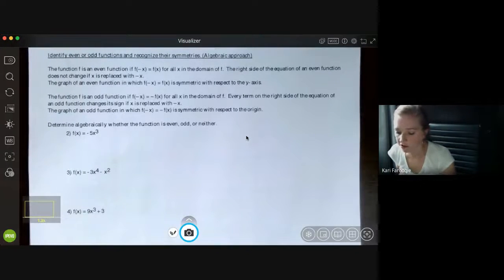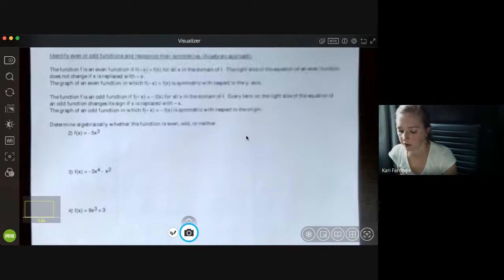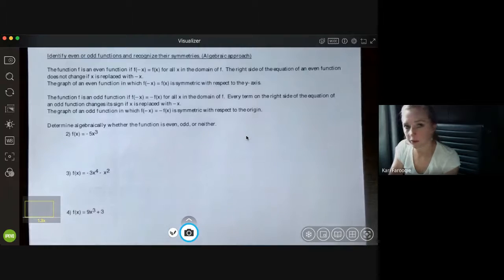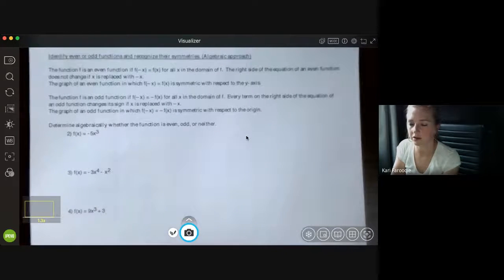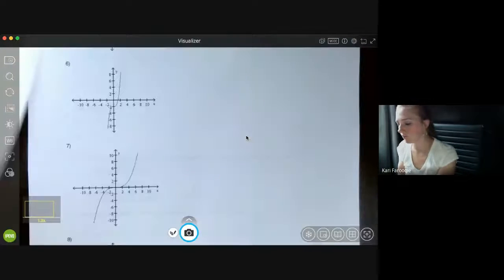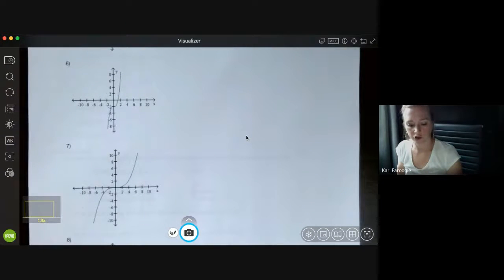A function f is an odd function if f of -x is equal to negative f of x for all x in the domain of f. Every term on the right side of the equation of an odd function changes its sign if x is replaced with -x. And the graph of an odd function is symmetric with respect to the origin. You know what? Let's do the graphs first, and then we'll come back to the algebra, because I think it'll give you a little bit more motivation to do the algebra if you at least kind of see what this means. So the graphs are on the next page.